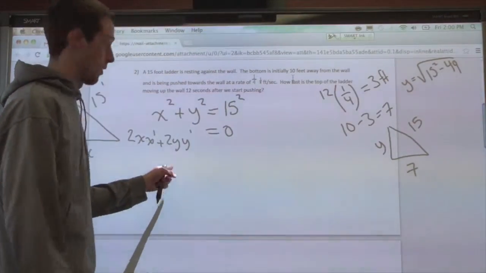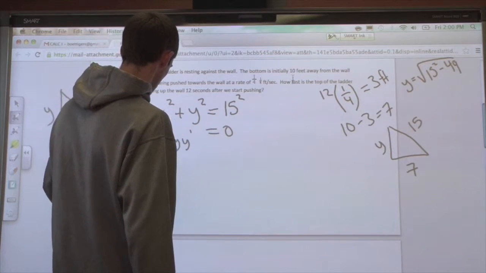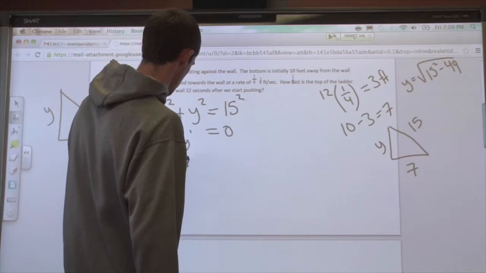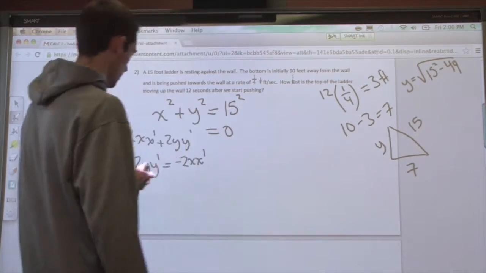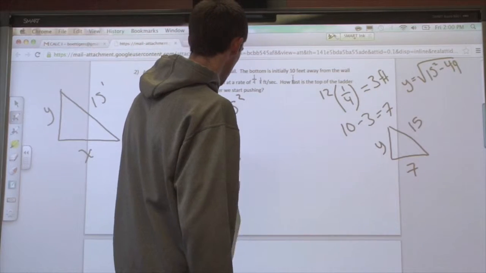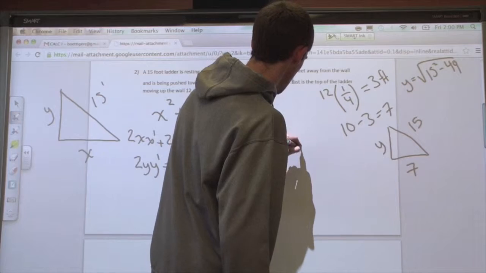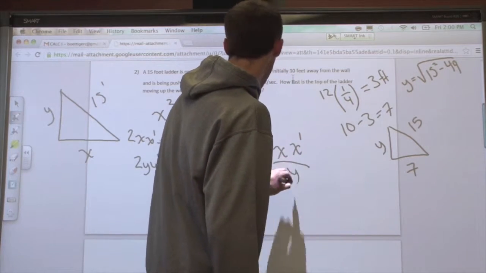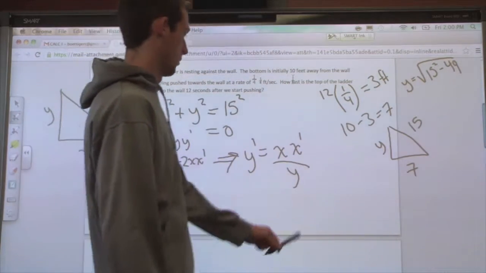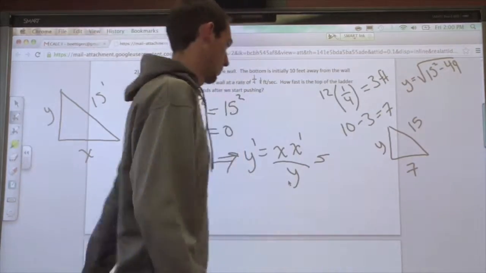We're going to go ahead and solve for y prime here, so I'll subtract over. So we get 2y y prime is equal to negative 2x x prime. We can divide the 2's over and divide the y over. So we get y prime is negative x x prime over y. So our y was right here, which was the square root of 15 squared minus 49.